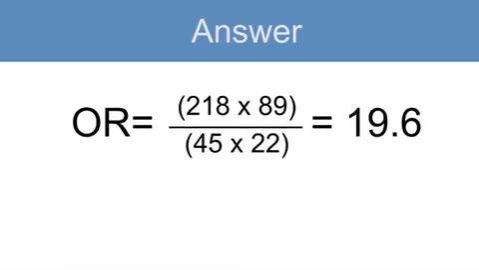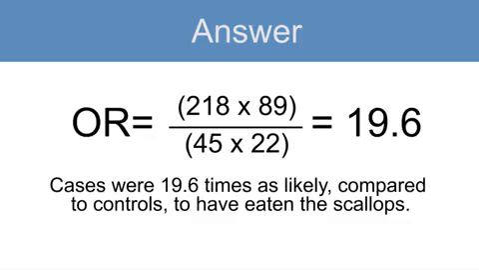To interpret this, you could use the following interpretation. There are other permutations, but here's a short one. Cases were 19.6 times as likely compared to controls to have eaten the scallops.